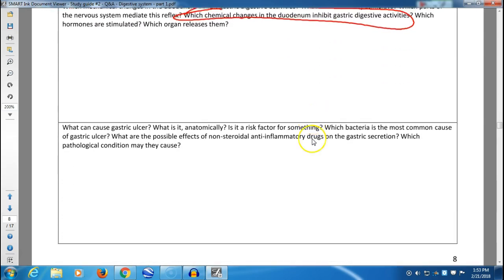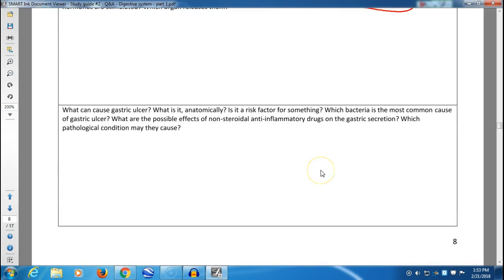Gastric ulcer. Anatomically, it's the hole in the wall. Maybe incomplete hole, lesion. What's the main cause? H. pylori.